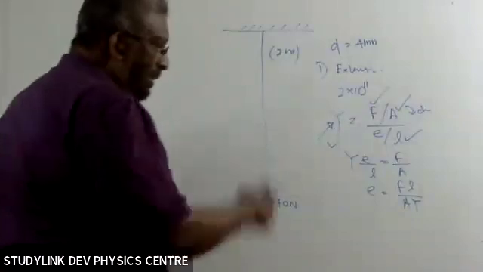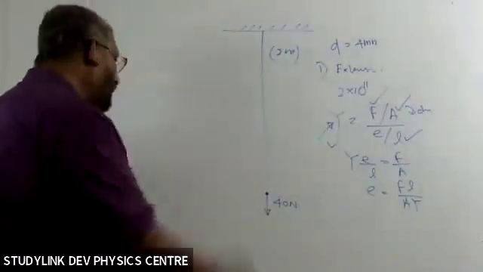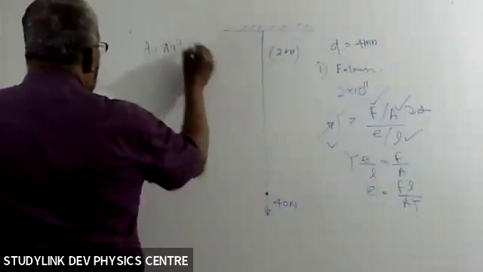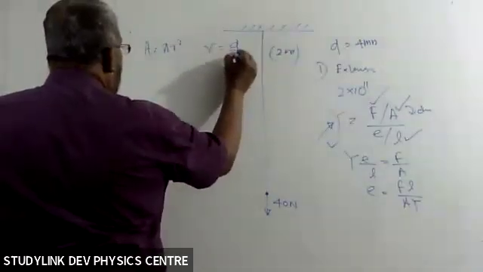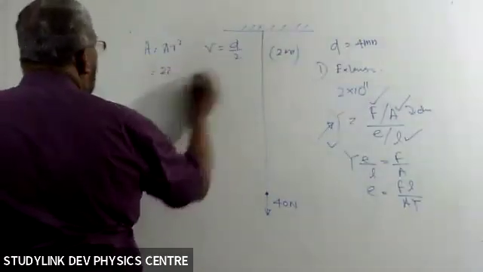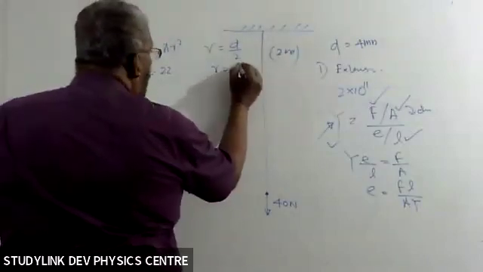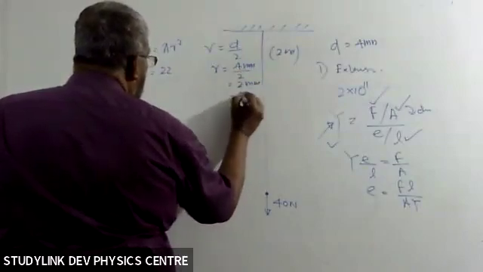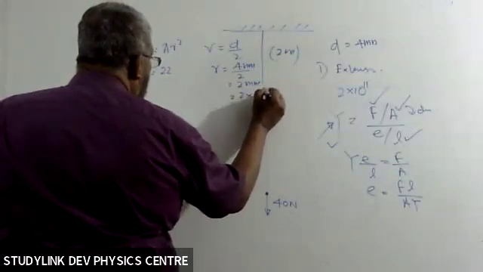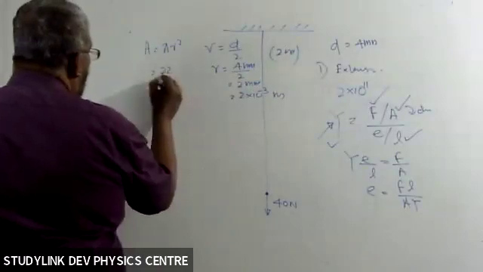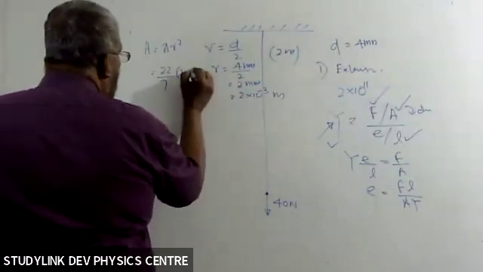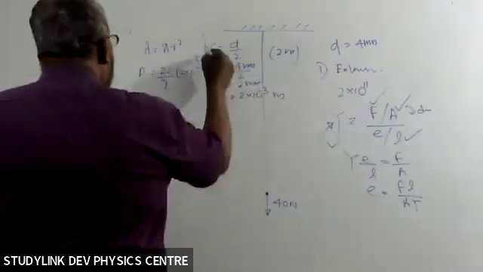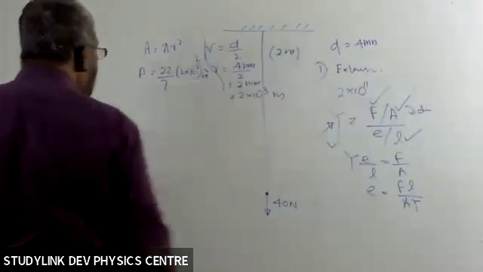Now, what we do not know directly is the area. So A is equal to pi r squared. r is equal to diameter by 2. So here, 22 over 7. Then r is equal to 4 millimeters divided by 2, 2 millimeters. That means 2 into 10 to the power minus 3 meters. So 22 divided by 7, 2 into 10 to the power minus 3, whole thing squared. That is area, and use the units, m squared now.